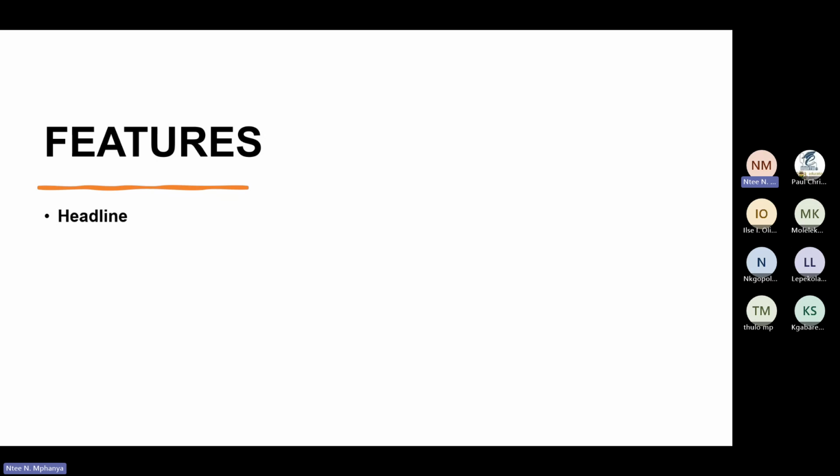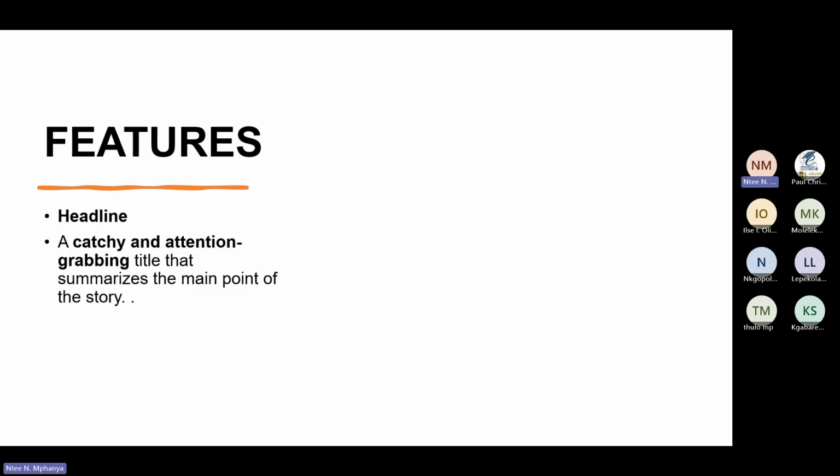We have the headline. It's a catchy and attention-grabbing title that summarizes the main point of the story. It must catch the attention. It must grab the attention. The fonts must be catchy. They must attract the reader so that it captures the reader's attention.